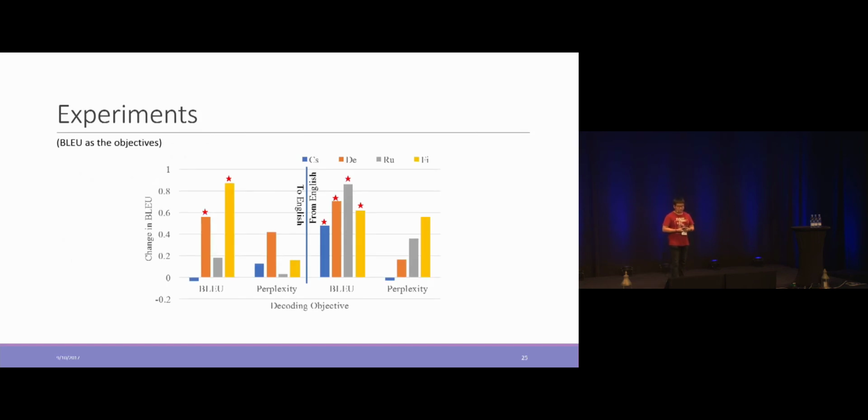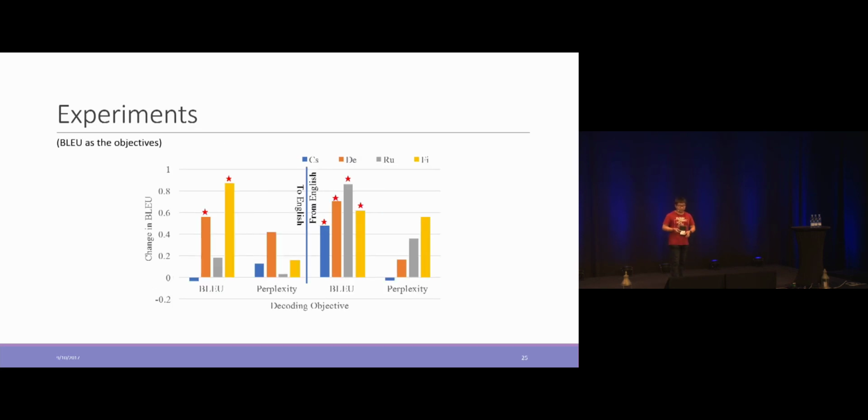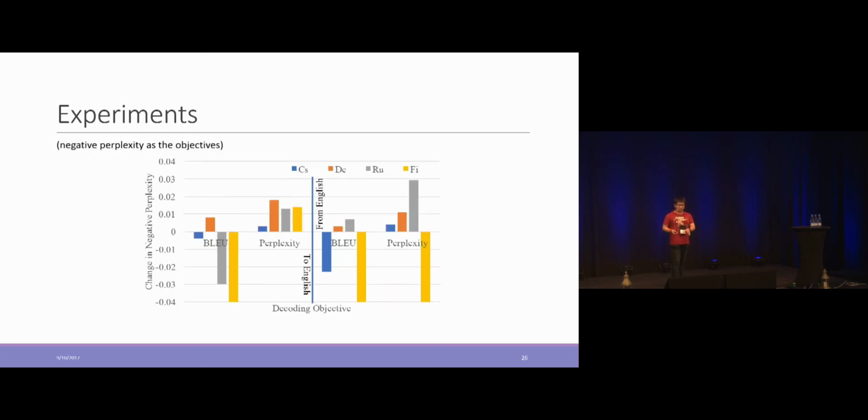Here is one figure showing, on the y-axis, the change of the BLEU score, and on the x-axis, different decoding objectives. You can see clearly that if our objective is to improve the BLEU score, then we find the improvement on the BLEU score. But I'm sorry, the figure just split. You can see that the perplexity will drop. On the other hand, if we train based on the perplexity, most of the models will improve on the perplexity, but the BLEU score sometimes will also drop.